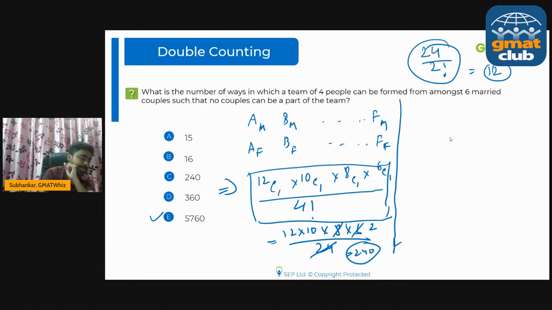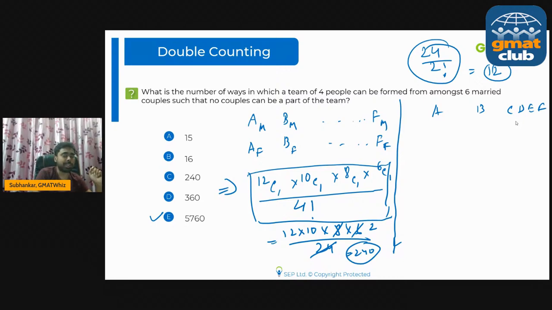So in the question I was saying, I have 4 people I'm selecting, and I cannot select 2 partners from the same couple. Obviously, there will be 4 different contributions from 4 different couples. If the couples are named A, B, C, D, E, F, I can say 4 people will come from 4 different couples.